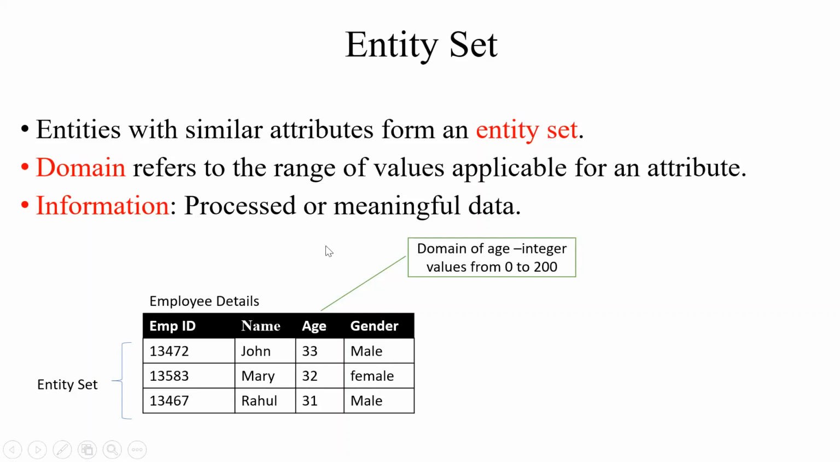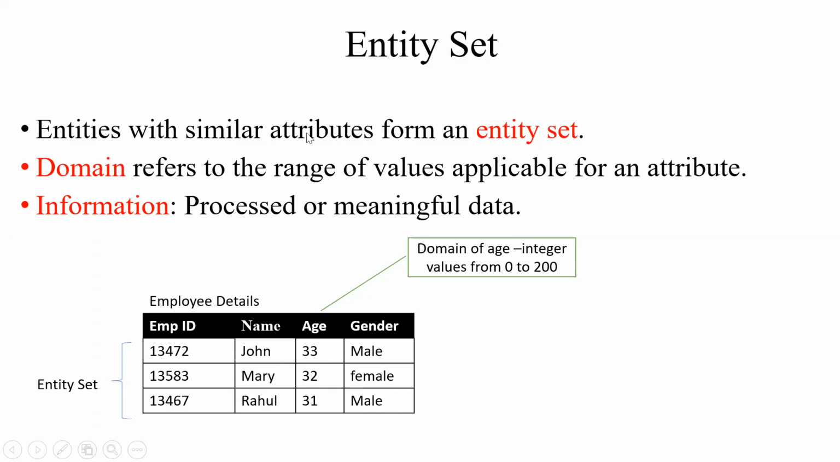Can we give a cat or a mobile phone as an entity in this entity set? Can we give a mobile phone in this entity set? No. A mobile phone does not have any employee ID. It does not have any name, age, or gender, right? Only those entities which can be categorized with the same attributes and properties can be grouped together as an entity set, right?